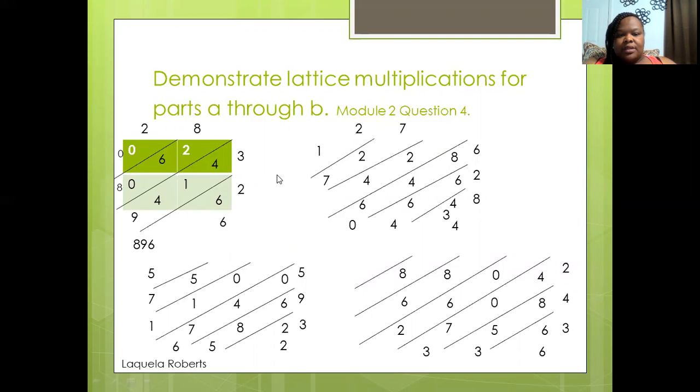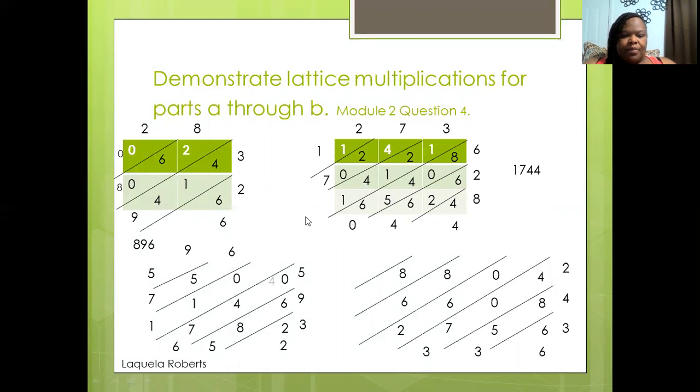Here's our next one, and that was 273 and 628. As you can see, we got all our numbers here to equal out, and we brought our numbers down 4, 4, 0, and we have also carried, so we got a total of 1744. When you add all of those up, that's up in here, okay?